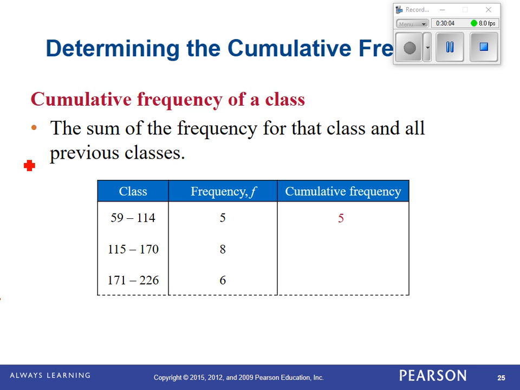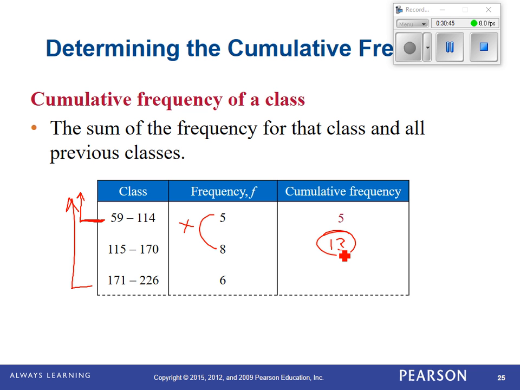Cumulative frequency is when you pick a class and want to know what's at that class and below it. So if I pick the first class, how many people are at that class or below it? Just 5. To get the next one, all we do is take these two and add them together. So this next number right here is 13.